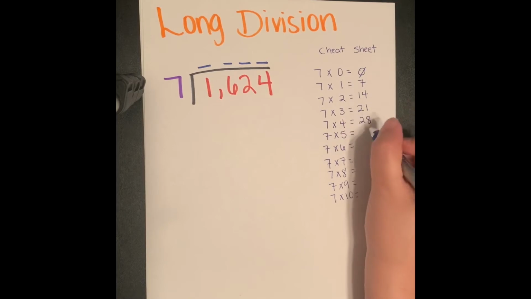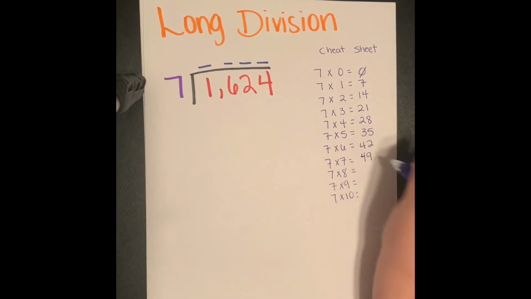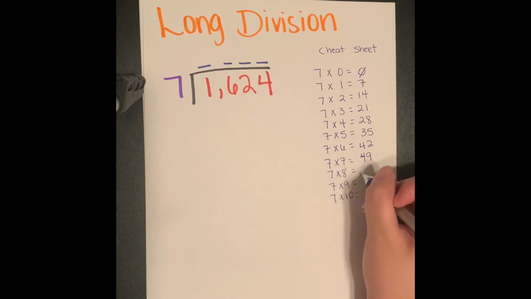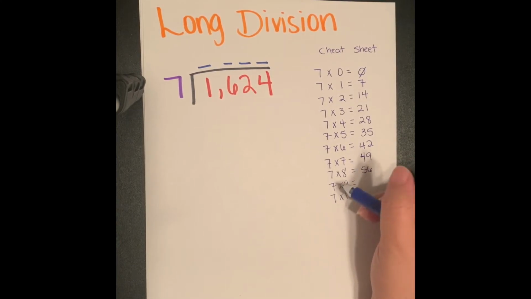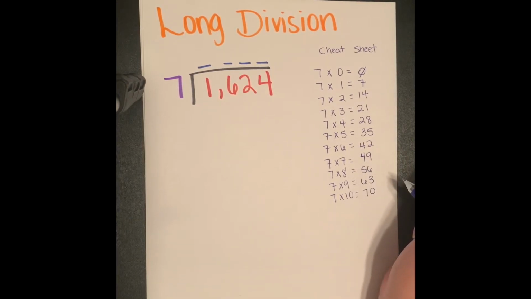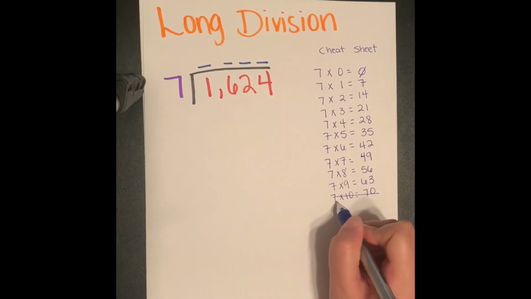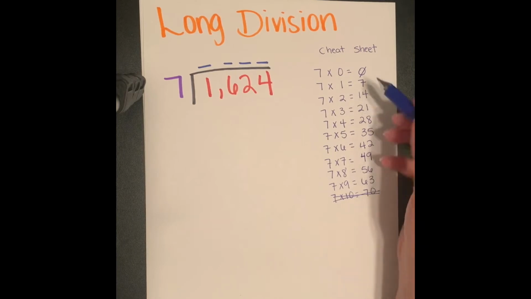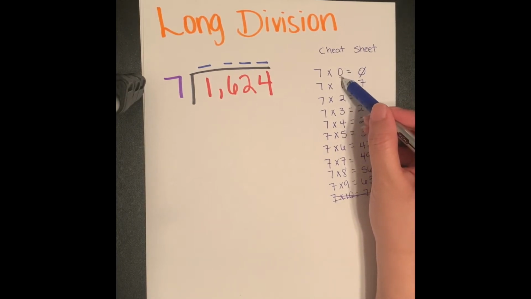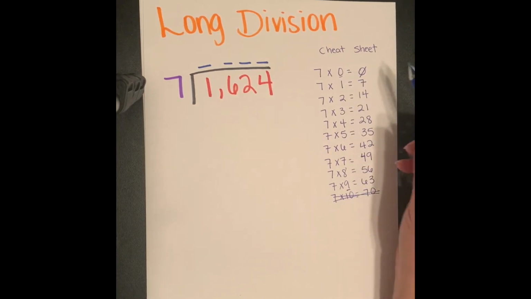7 times 5 is 35. 7 times 6 is 42. 7 times 7 is 49. 7 times 8 is 56. 7 times 9 is 63. And 7 times 10 is 70. Because we only have 4 digits, we won't ever use 7 times 10. Our digits will always be between 0 and 9.